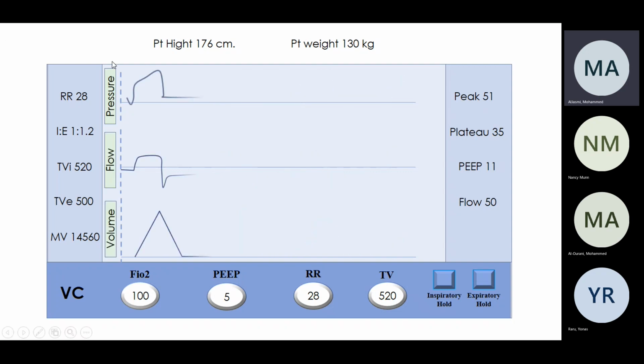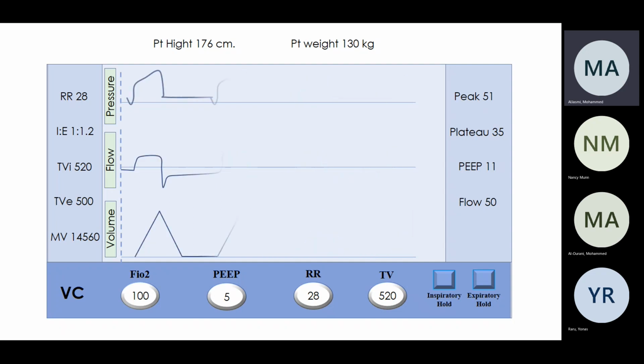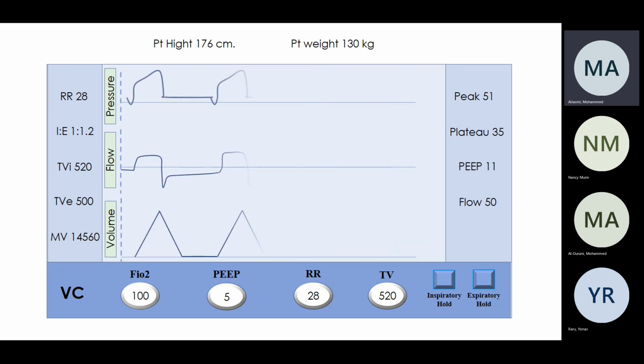Here we have the first scalar, which is for pressure, the second one is for flow, and the third one is volume. It depends on what mechanical ventilator you're using. Some of them have only 2, and then you need to change the settings to make it 3 scalars, or some of them have all of them on the screen. But usually it's pressure, flow, and volume, on most of the commonly used mechanical ventilators in the United States.